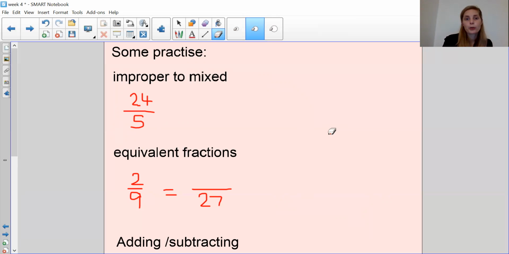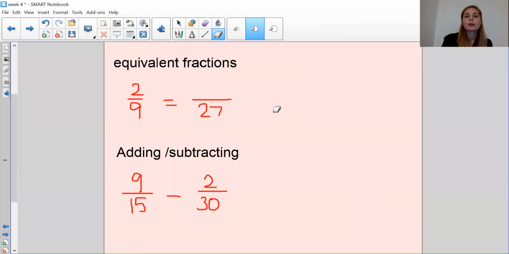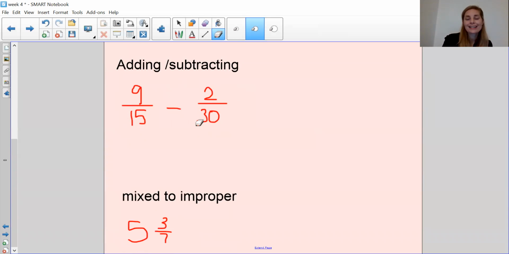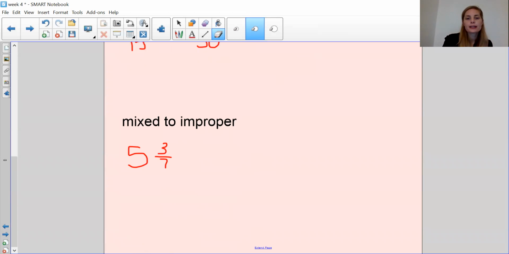So here are your questions. At any time, please pause the video and then you can do them. Your first one is going from an improper fraction to a mixed number. So I have 24 fifths. How can I make that into a mixed number? Then I have equivalent fractions. I have 2 9ths. How many 27ths am I going to make? Right, I'm going to subtract these numbers now. Can you please subtract these 2 fractions? And the last one is mixed to improper. Can you please make an improper fraction with this mixed number?